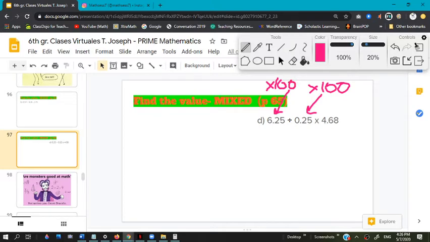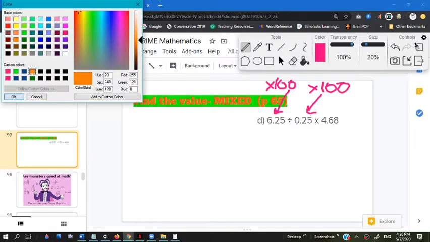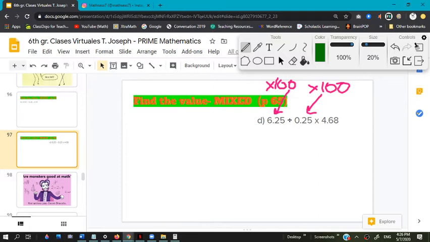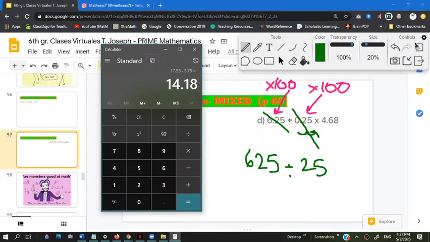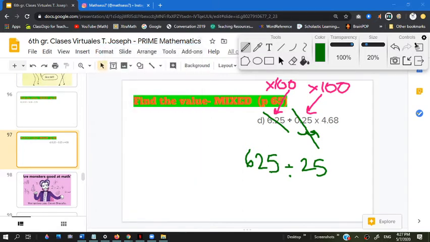So if we multiply that, we're going to move the decimal point over 2 spots. Okay, let me do that in green so you can see it. By multiplying 0.25 times 100, we're moving the decimal point over 2 spots. So this number is now going to change to 25, okay? And this number is going to change to 625, okay? Now I can divide like normal. 625 divided by 25 is going to give me 25. Let's just check that on the calculator to make sure. 625 divided by 25 equals 25. Yes, that is correct. All right, so equals 25.